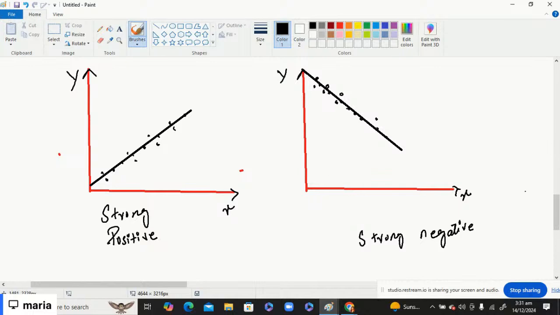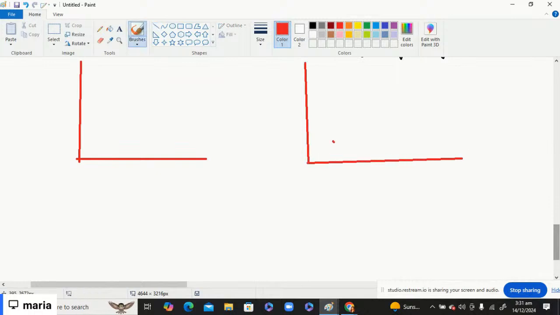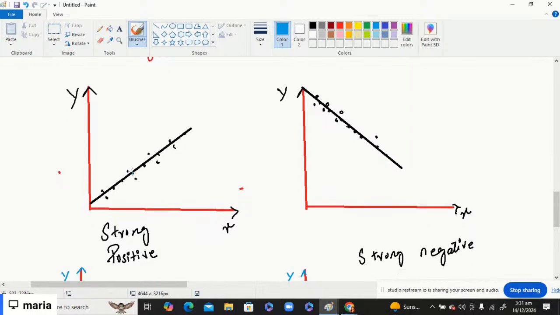Understand? Now, let's discuss the other two, which are the weak positive and the weak negative. And then in the end, we're going to check all of it together. Look at these first two. Strong positive means most of the points are covered. Look, most of the points are covered. Strong negative means most of the points are covered from left to right. This is from left to right upward. This is from left to right downward. This is the meaning of strong positive and strong negative.